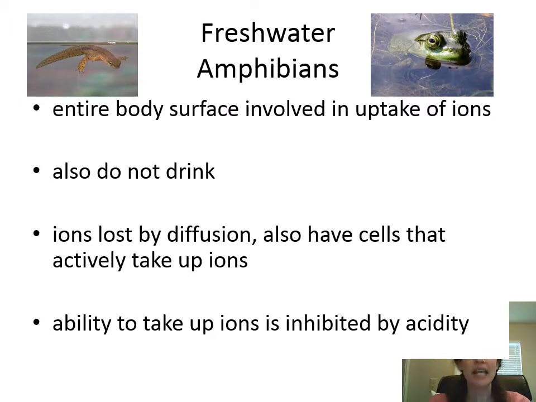This ability to take up the ions is inhibited by acidity. So if you are a freshwater amphibian and you live in an area that has high levels of acid rain or other reasons to have high levels of acid, this could be something like mine runoff, anything that would add to the water that you're in and increase the acid level, then you're going to not be able to take up ions as well, and this can actually kill the freshwater vertebrates. It's kind of the opposite of being dehydrated from a human point of view, right? At this point, you can't get the ions in, so you're actually overhydrating yourself. You have too much water and not enough salts present.